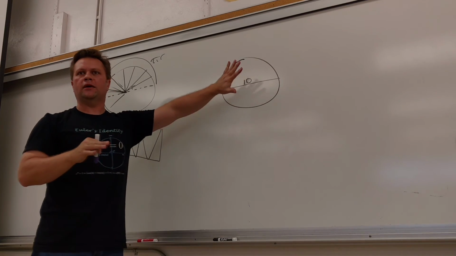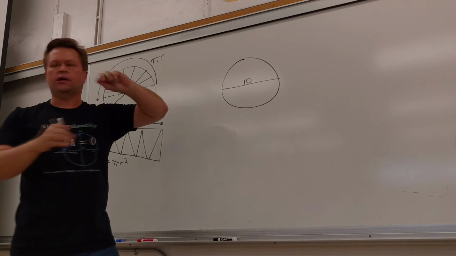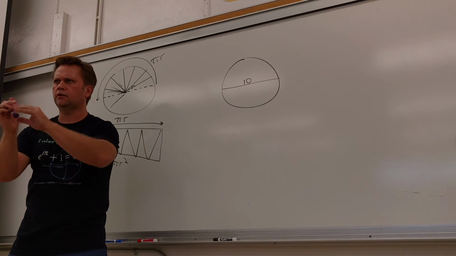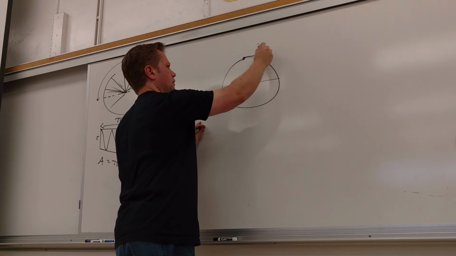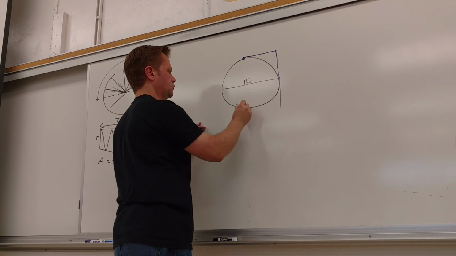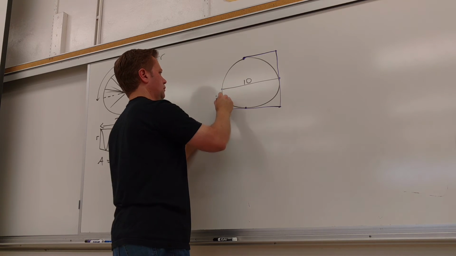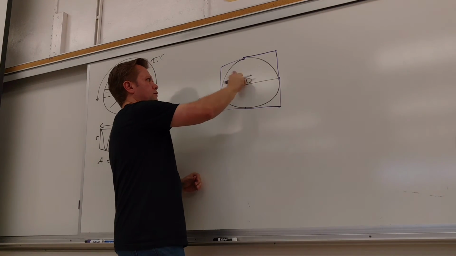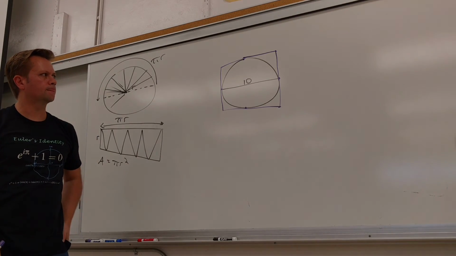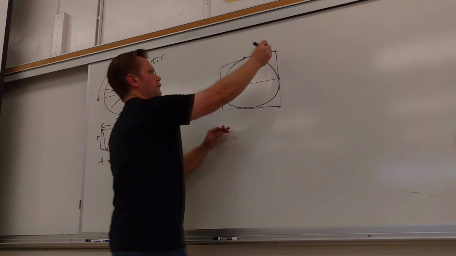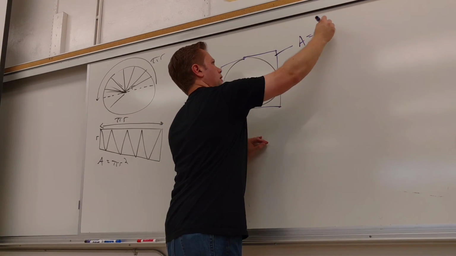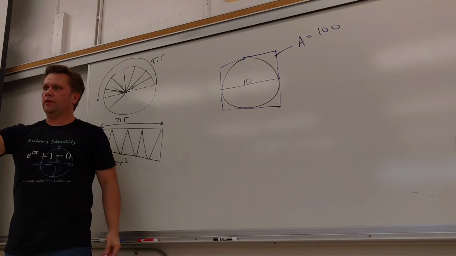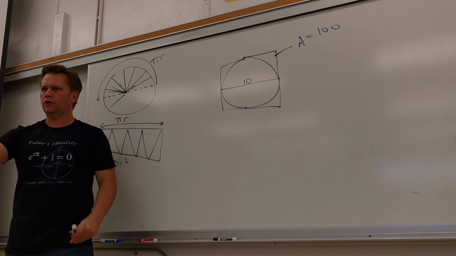I can overestimate the area of this circle by drawing a square that the circle sits in, right? Do you guys kind of see what I'm saying? If I draw a square that meets it at these points, pretend it's a square. So the diameter will become the side. What's the area of this square? 100. So it would be 10 by 10. So that overestimates it, right? Whatever the area of the circle is, it's less than 100. Are you guys with me on that?